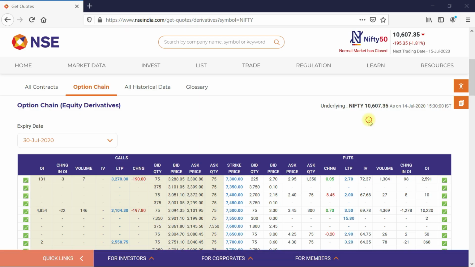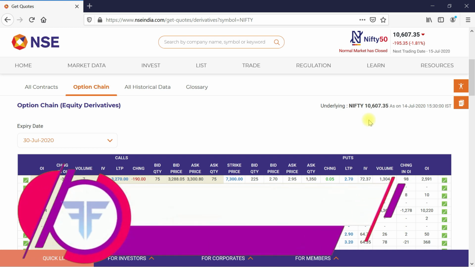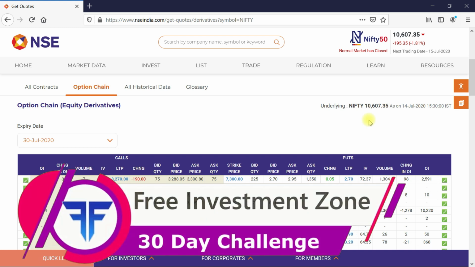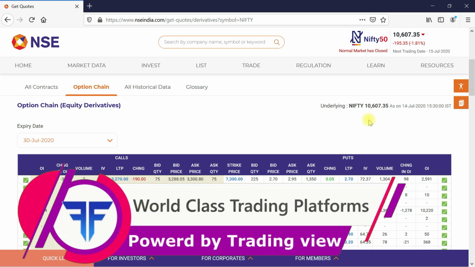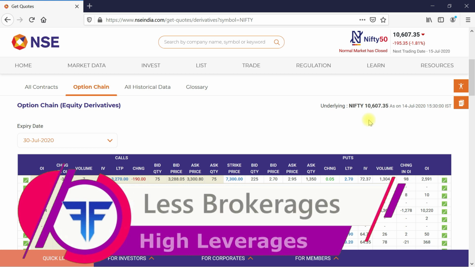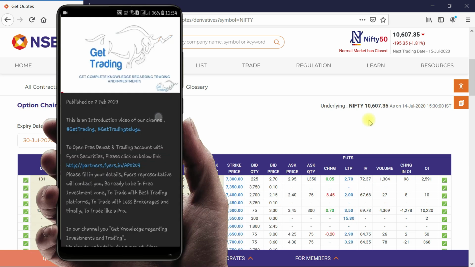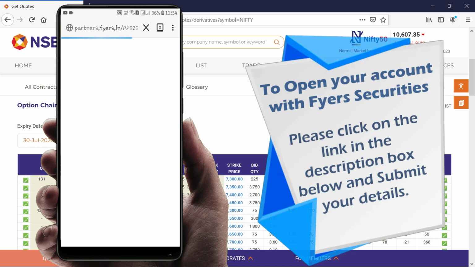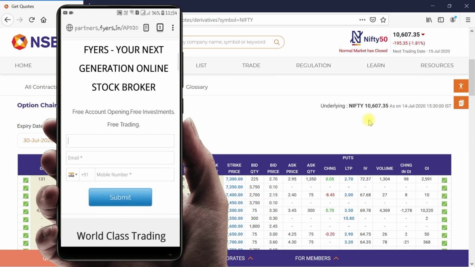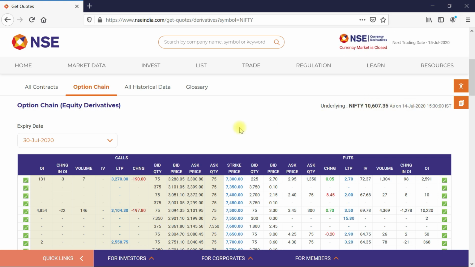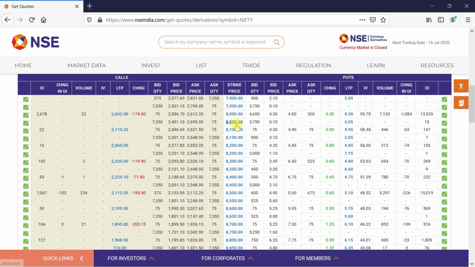Let us take Nifty as an example. Nifty's present price at Tuesday closing is 10,607. We will see the 30th July expiry option chain. What is the at the money contract? 10,600, right? And we feel that by 30th July, Nifty may touch 10,200. So with this view, we will see what type of option trades we can try.